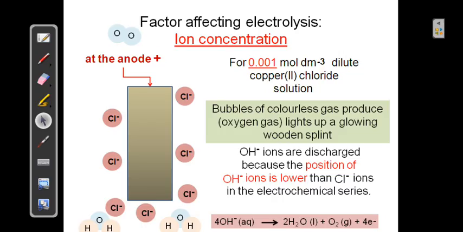So at the anode, the moment they give off the electron, this is what will happen. When the electrons are sucked out from the ions, they get discharged, and instead of chlorine, hydroxide will be discharged. So an oxygen molecule is released and two water molecules are produced. For this, the concentration of ions is very minute, it is actually a dilute form of copper 2 chloride.